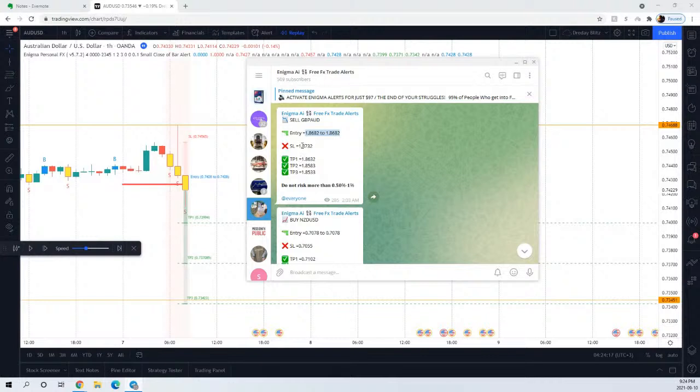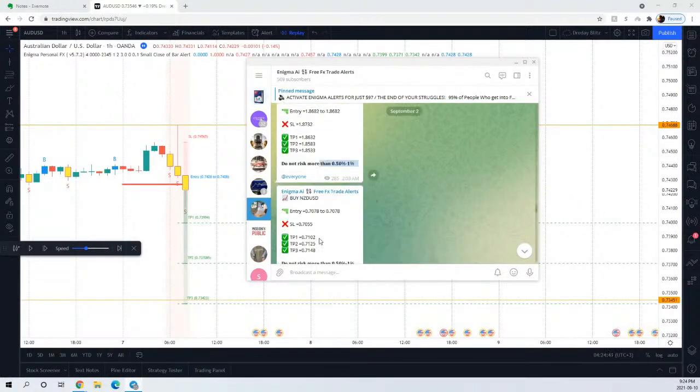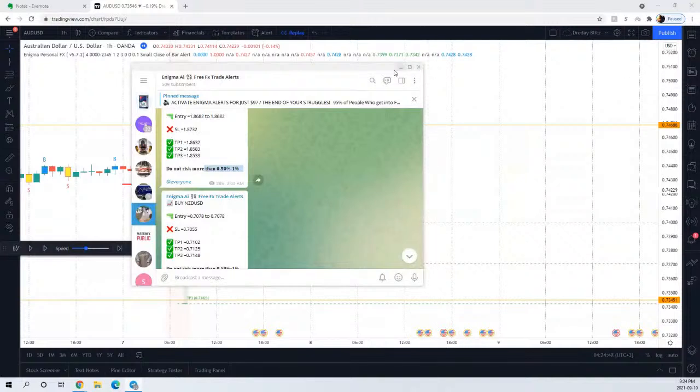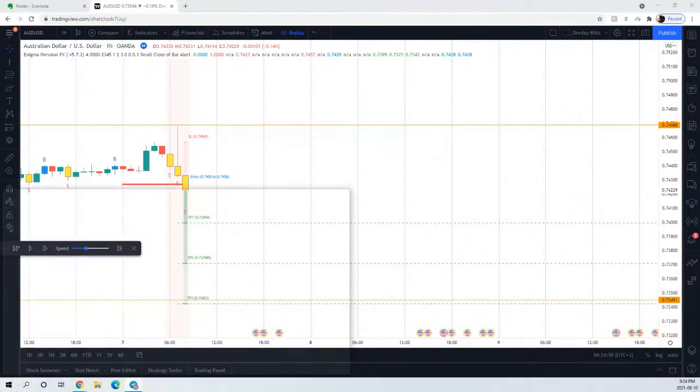Okay, we give you the stop loss, and we give you the first TP, take profit, second take profit, and third take profit. And you have to make sure that you do not risk more than 0.50% to 1% of your balance. Okay, that's really our rule here. And by going with that route, you're gonna be profitable overall. Okay, so I'm just gonna put that aside.